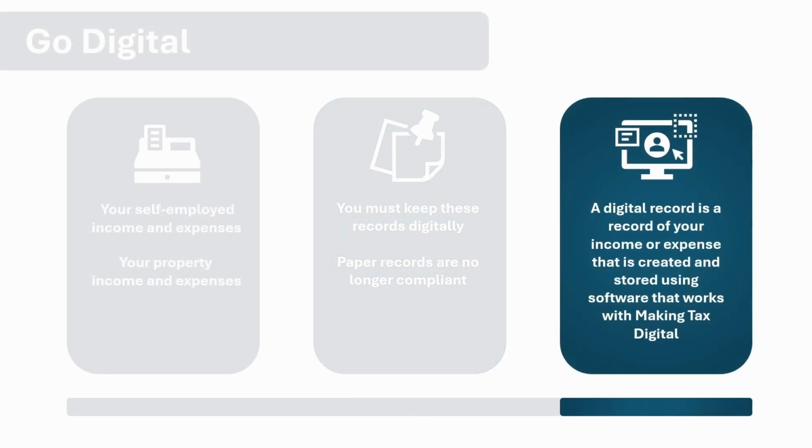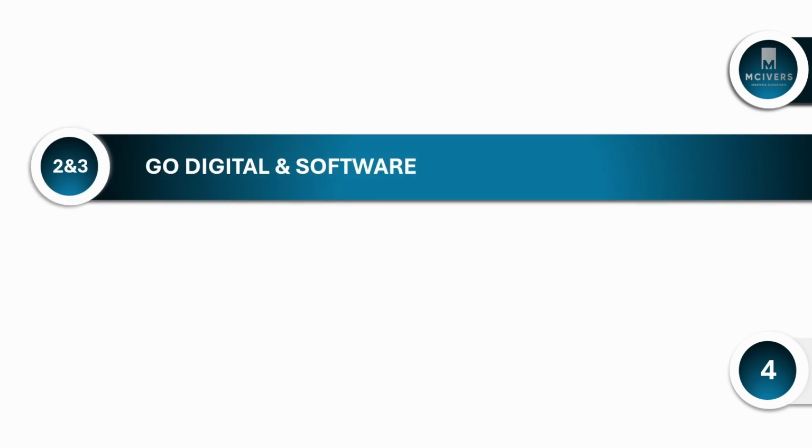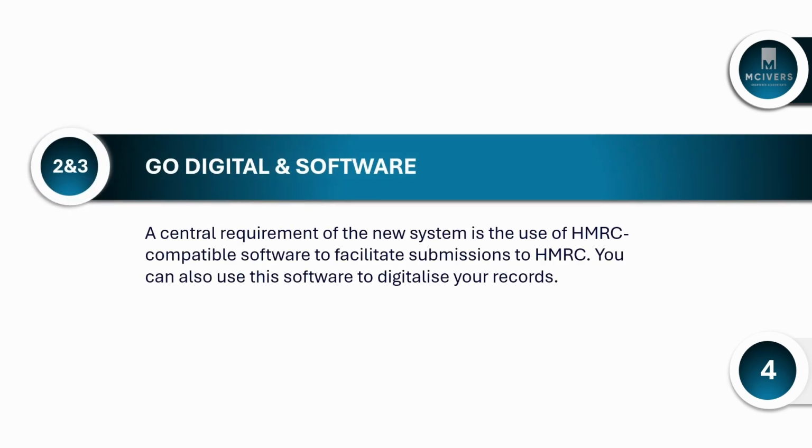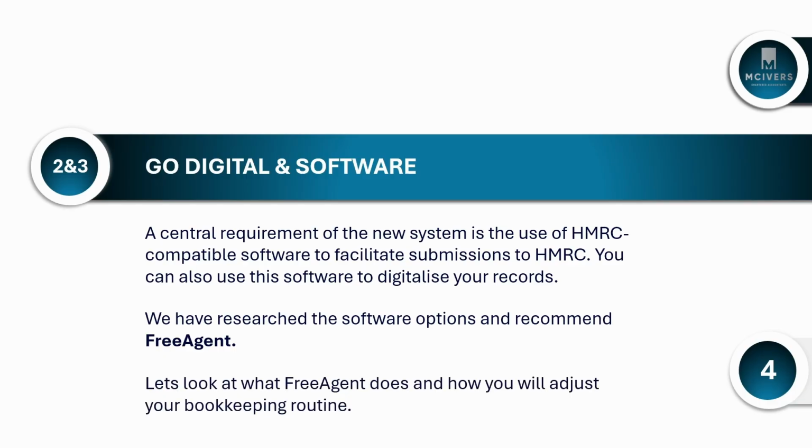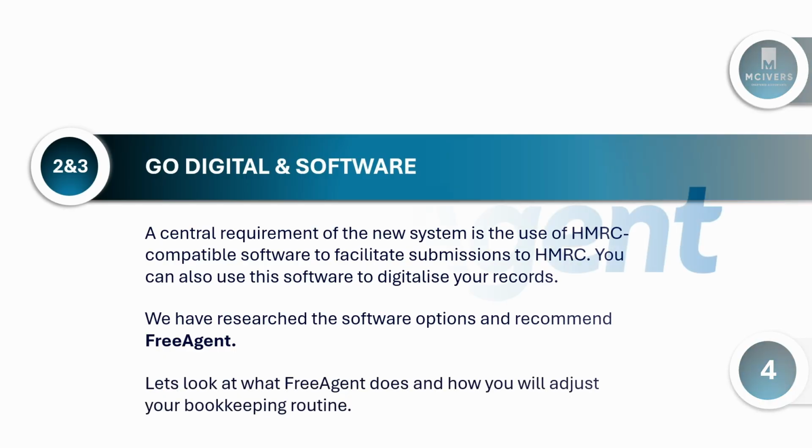A digital record is a record of your income or expense that is created and stored using software that works with Making Tax Digital. A central requirement of the new system is the use of HMRC-compatible software to facilitate submissions to HMRC. You can also use this software to digitalize your records. We have researched the software options and recommend Free Agent. Let's look at what Free Agent does and how you will adjust your bookkeeping routine.